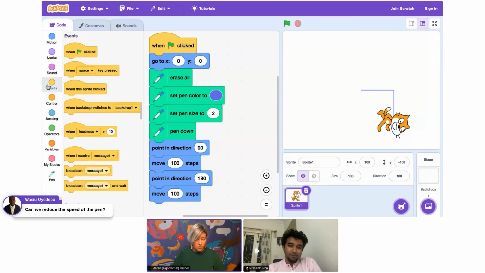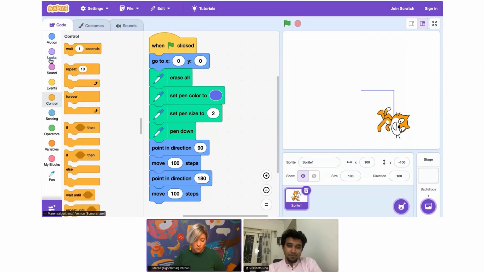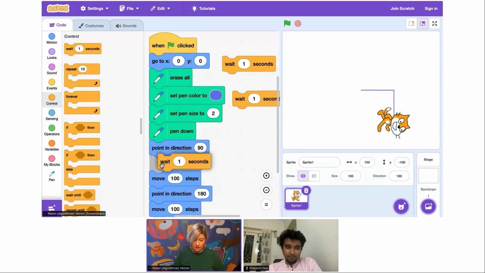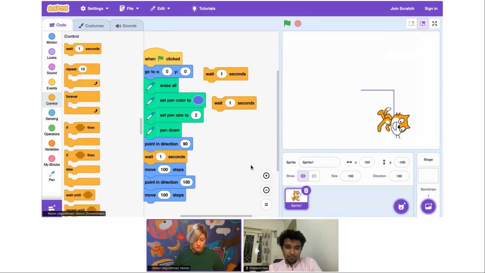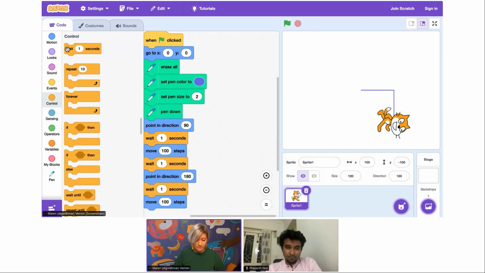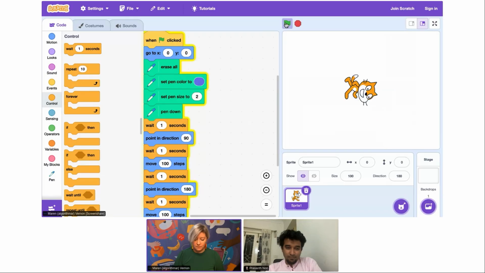But this is where, if I go under the control category, I'm going to use one of those wait blocks, which is one of the suggested blocks that we could use. And one thing I love to do as I am programming is put a bunch of waits between my steps when I'm starting. So I'm going to reduce the size of this just a little bit so we can see what I'm doing here. And so now if I put in some wait blocks, let's see what happens.